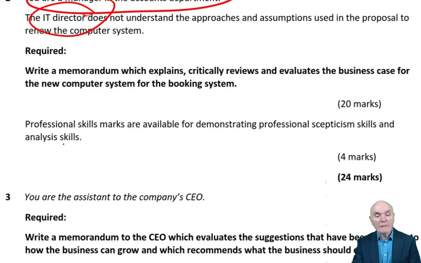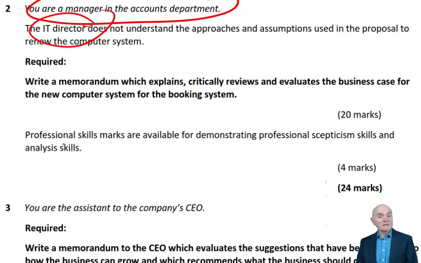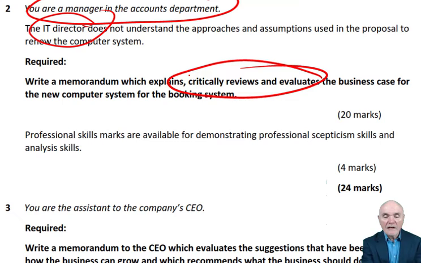Next one, we now are a manager in the accounts department. We don't understand the approaches and assumptions used in the proposal, and we have to write a memorandum which critically reviews and evaluates the business case. So you expect to find holes in it. You expect to raise objections to it. You expect it often to be wrong.